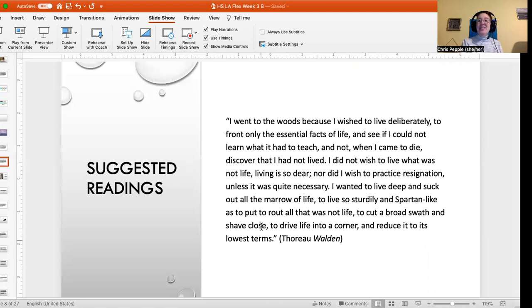All right, suggested readings from Thoreau. Just search for Walden. A lot of people refer to it as On Walden's Pond. It's when Thoreau went into nature to live and to write. This is one of my favorite quotes from it.